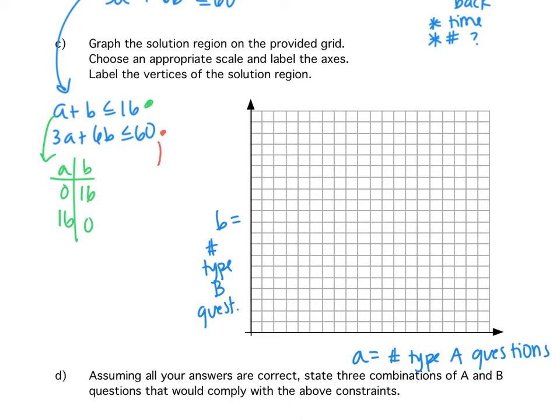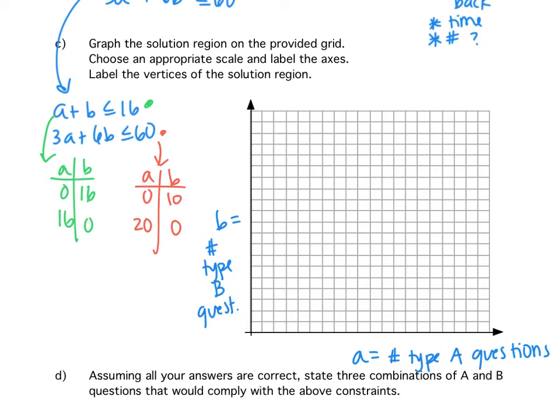Now I'm going to graph the second one or make my chart. If I plug a 0 in for A, I get 6B equals 60, which will mean that B is 10. If I plug a 0 in for B, I get 3A equals 60, so A is going to be 20 then. Again, we could have used X and Y, so if this is confusing you, in your classwork use X and Y. You don't have to use A and B, you can use X and Y.